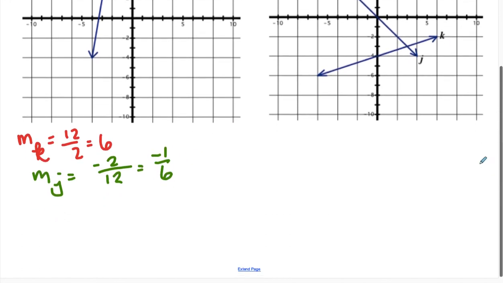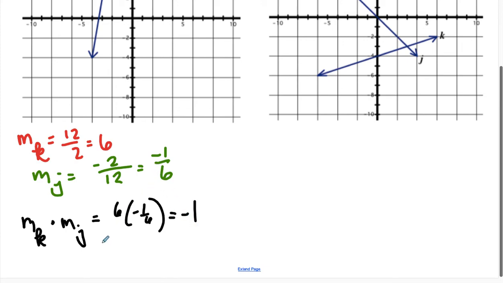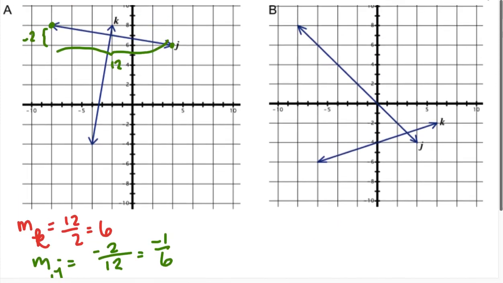And we say that when you multiply the slope of K times the slope of J, that's going to be 6 times -1/6. These are opposite reciprocals, which is going to equal -1. And that's how we can prove that line K is perpendicular to line J. Okay? Opposite and reciprocal. Okay, let's take a look at graph B.